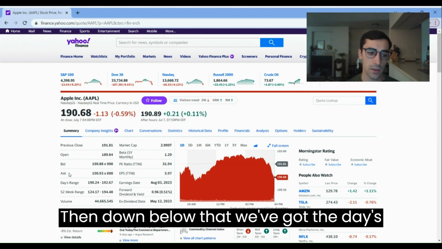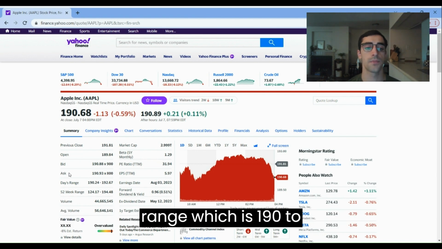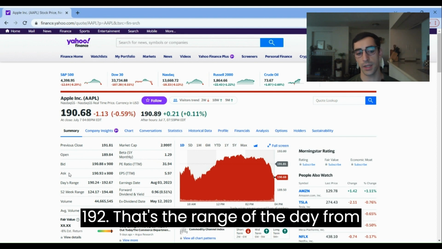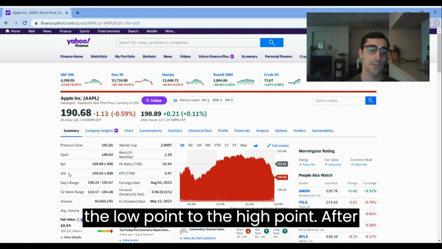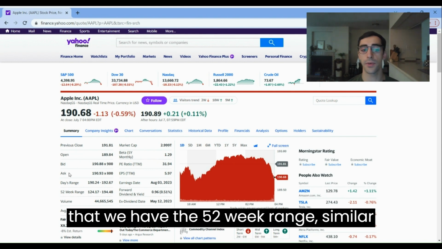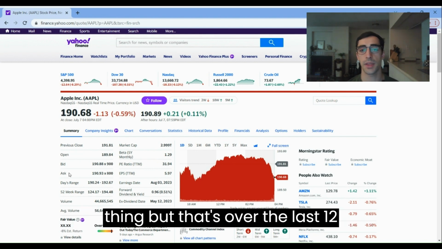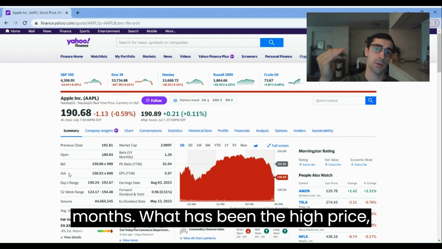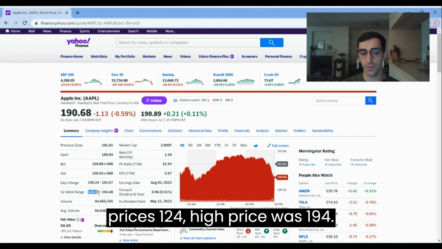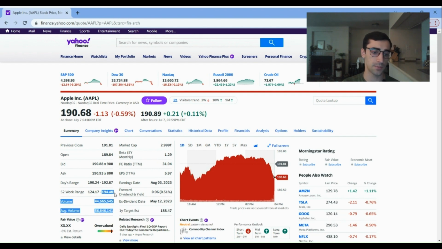Then down below that, we've got the day's range, which is 190 to 192. That's the range throughout the day from the low point to the high point. After that, we have the 52-week range. Similar thing, but that's over the last 12 months. What has been the high price? What has been the low price? Low price is 124. High price was 194.